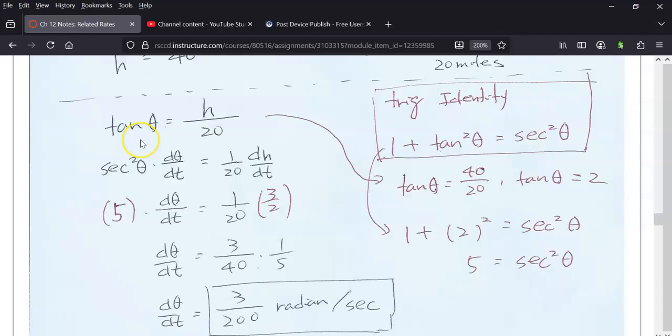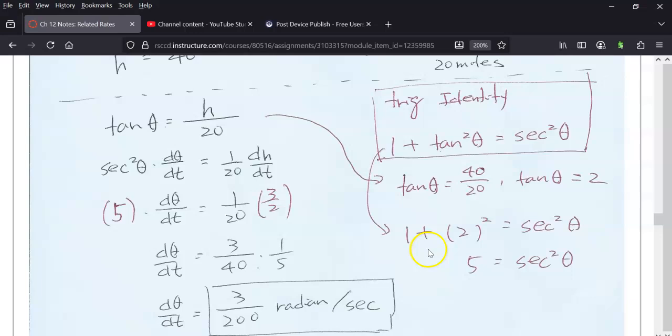So when we take the derivative of this, you get secant squared theta d theta/dt equals 1/20 dh/dt, because tangent becomes secant squared. We have dh/dt, but we don't know what secant squared theta is. So this is where you might need to go back and review your trig identities, which I did put on the canvas at the very top for you. One of the trig identities for this function is 1 plus tangent squared equals secant squared. Since we know tangent theta is equal to 40 over 20, then tangent theta equals 2. So we plug it back in and find out that secant squared is equal to 5.